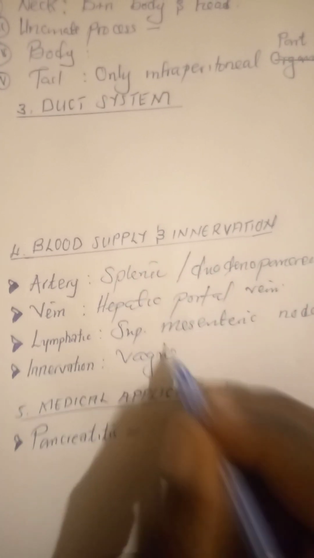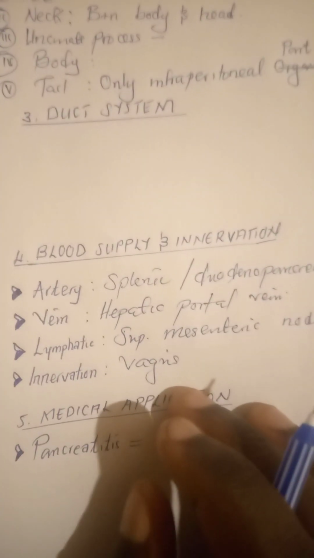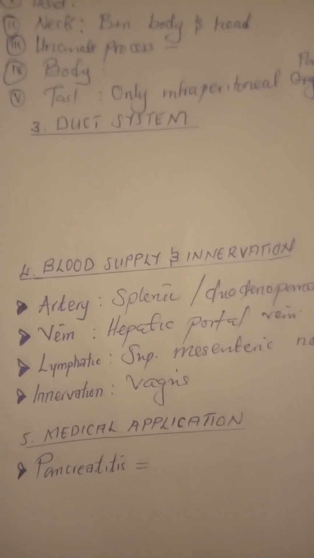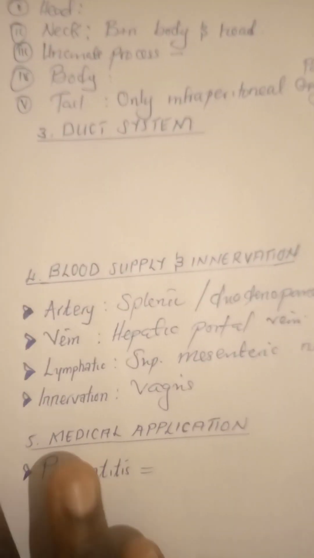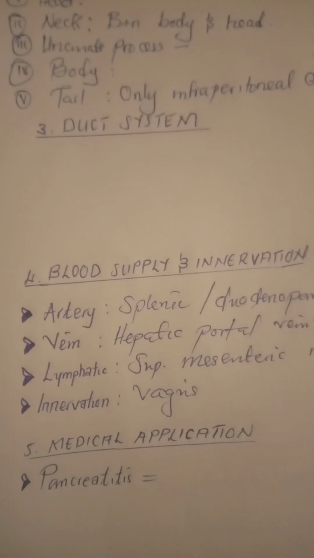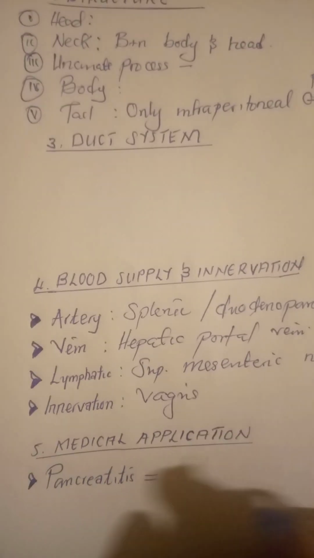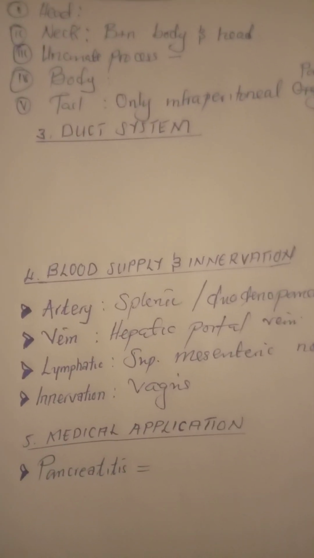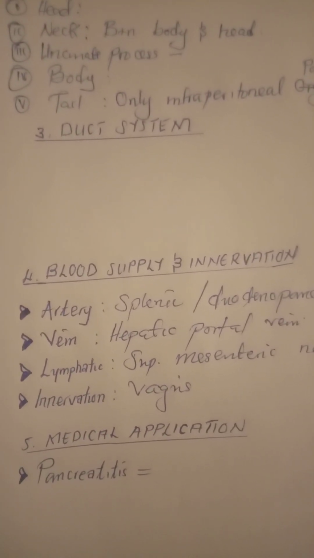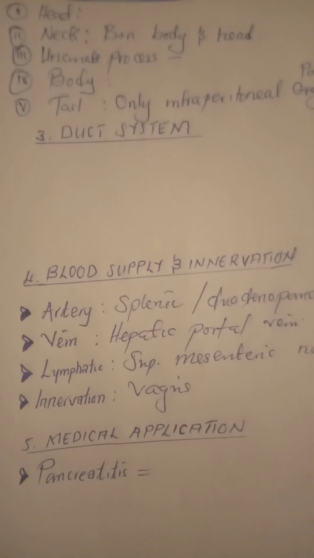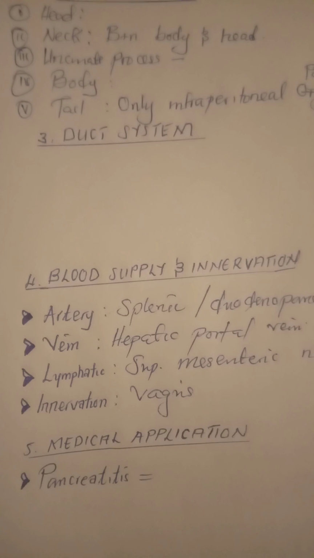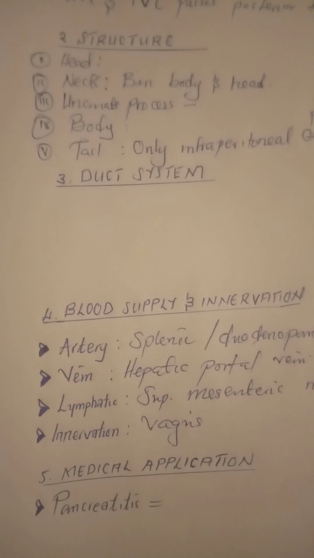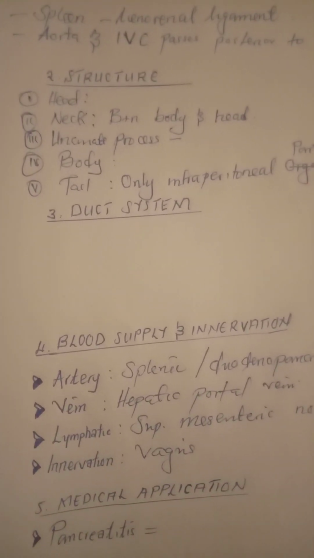Then you can still add one or two medical applications as you write your essay. In this case, we have pancreatitis, which is the inflammation of the pancreas, and it can be caused by gallstones, or sometimes alcohol. Others can also cause pancreatitis. So this is what you need to know about the gross anatomy of the pancreas. Alright.